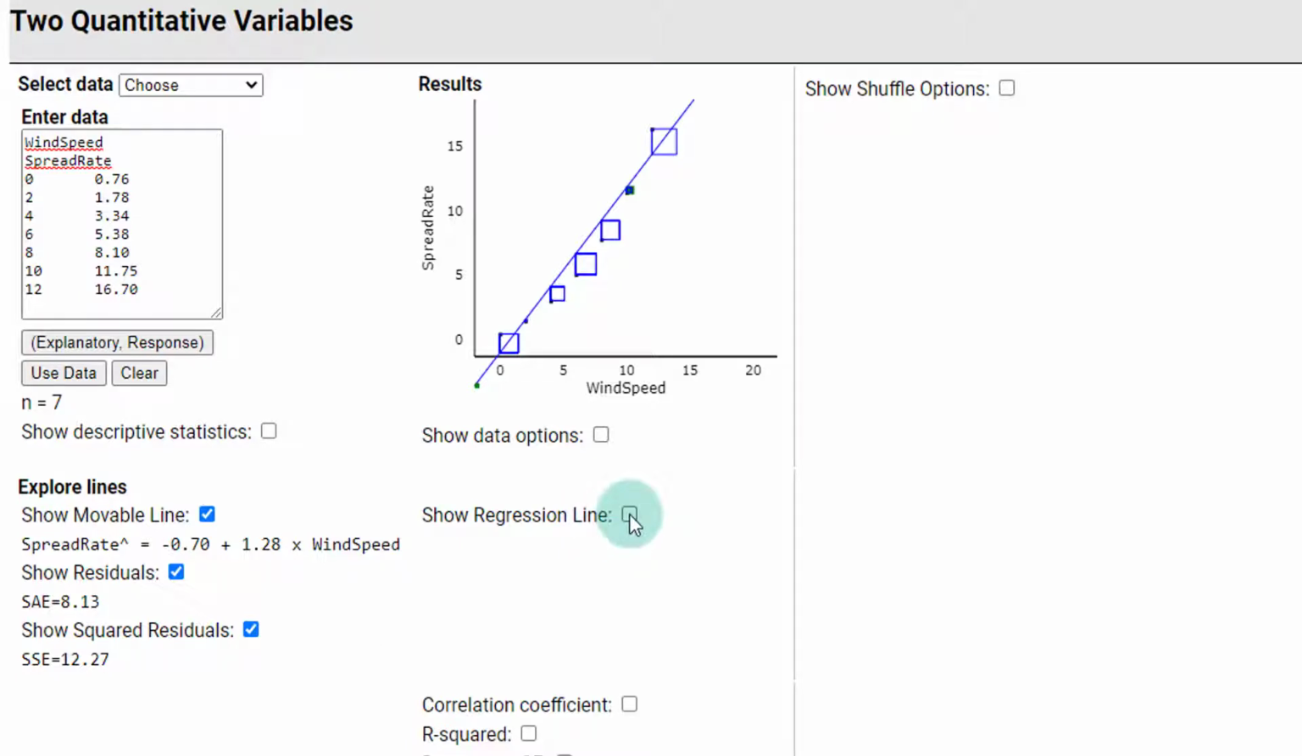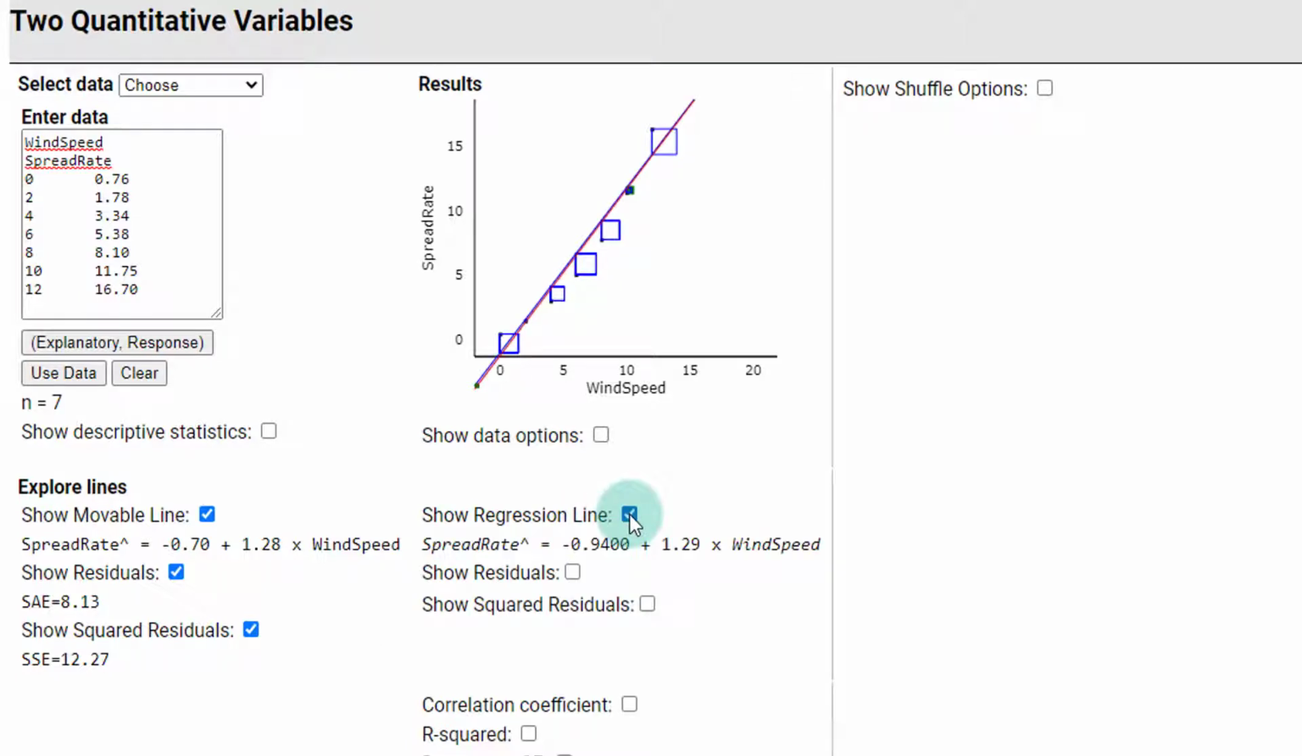Students check the Show Regression Line box and see the regression line in the plot and the equation of the least squares line. By checking the Show Squared Residuals box, they now see the value of SSE for the regression line. Now let's go back and take a look at what we would hope students would take away from this part of the activity.